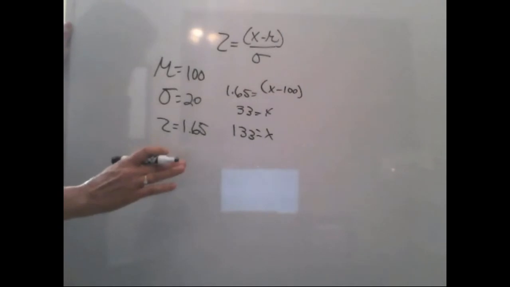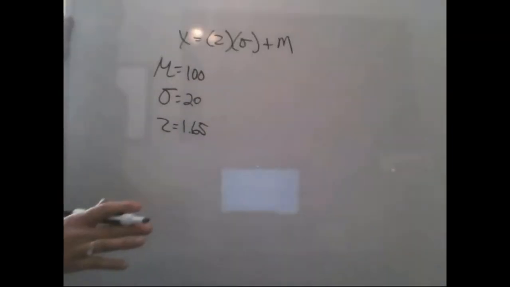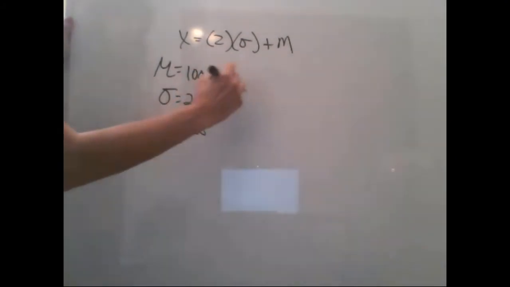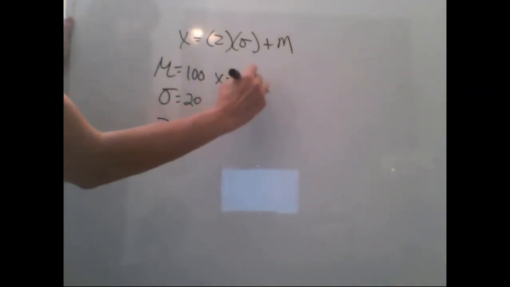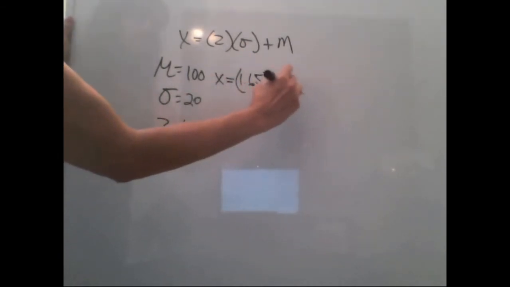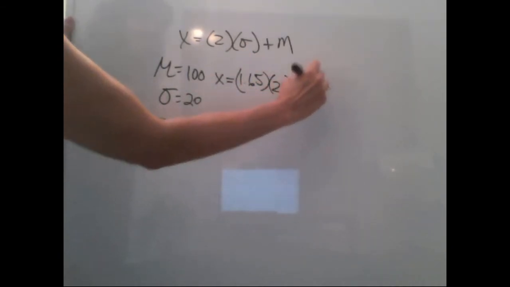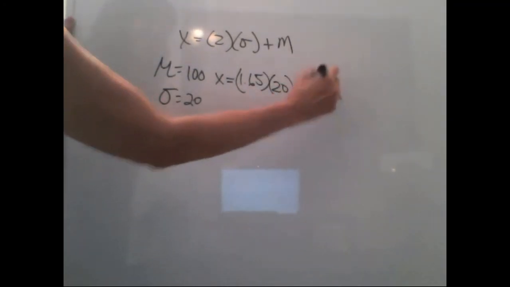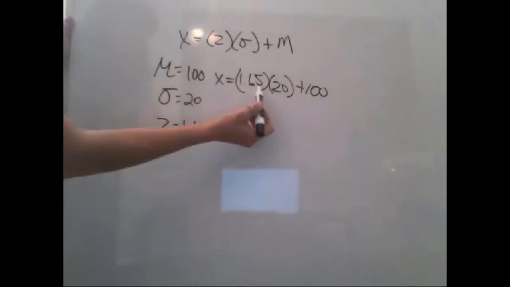Shall we check that with the handy formula? Let's do it. So here we go with the formula. We don't know x, but we know z. So we know that x is equal to the z of 1.65 times the standard deviation of 20 plus the mean of 100. So we can just do the math.